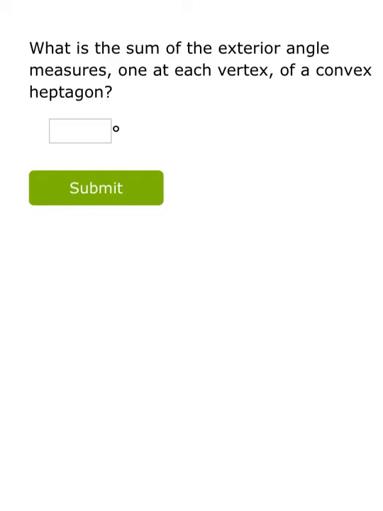Okay, same question. What is the sum of the exterior angle measures, one at each vertex, of a convex heptagon? So once again, we're still wanting to find the sum of the exterior angles, but this time it's of a heptagon. Okay, remember a heptagon has 7 sides, but since we're finding a sum, it doesn't matter. They all add up to 360. So once again, the sum of all of the exterior angles would just be 360.